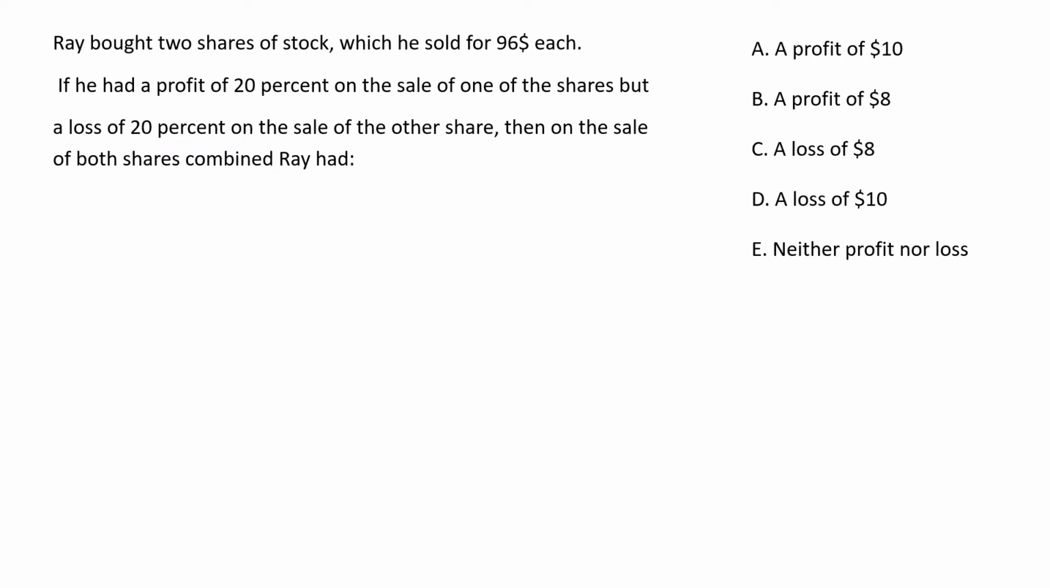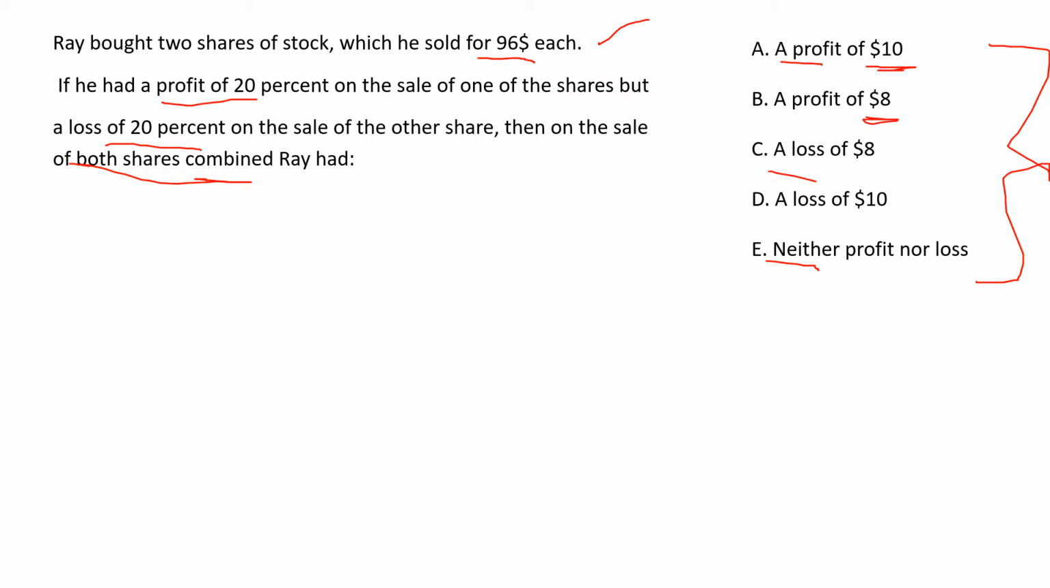Okay, moving on to the 99 percentile way, the quick way of doing this. We are given 3 pieces of information: there were 2 shares of the stock which each sold for $96, and on one of them he had a profit of 20%, and on the other he had a loss of 20%. Looking at the options, you need to figure out whether on both the shares combined he had a profit or loss or neither. And this calculated amount should come out in dollar amount and not the percentages.